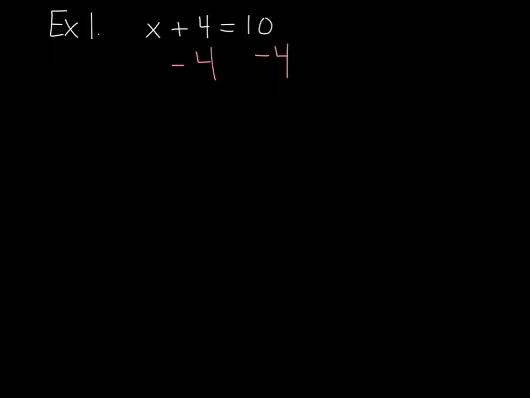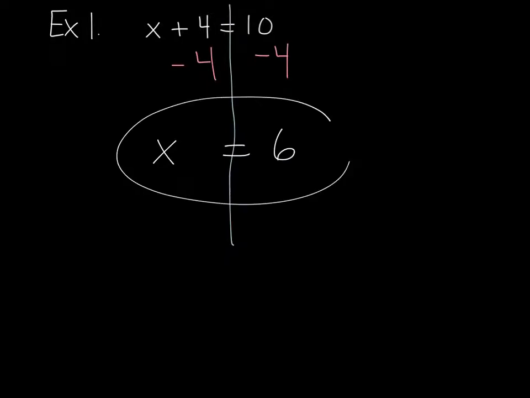And again, what I do to one side, I have to do to the other. If you need to, draw the bar through the equal sign so you have two sides. That's going to be every single time. So then you're simply left with only an x here because plus 4 minus 4 equals 0. And here 10 minus 4 is 6. And you're done. That's your final answer.